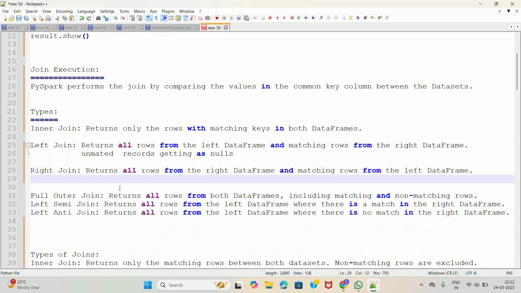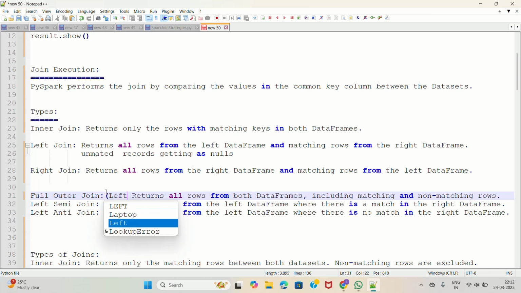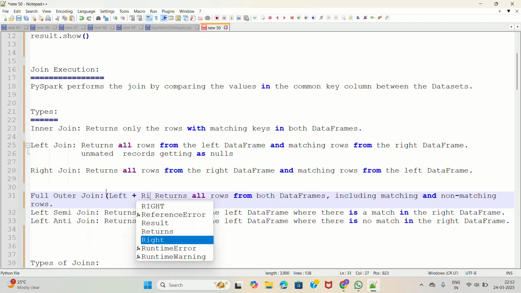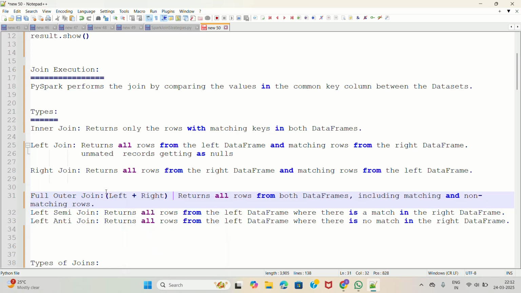If you talk about the full outer join, it is a combination of two joins, left and right outer join. I mean, left and right joins. It is a combination of left plus right join. Okay, it returns all the rows from both data frames, including the matching and non-matching rows. If the record is matching, we get the value. If the record is not matching, then it will come as a null. That's the thing here.